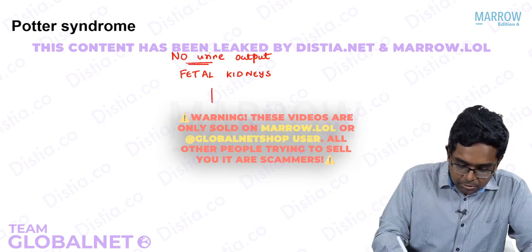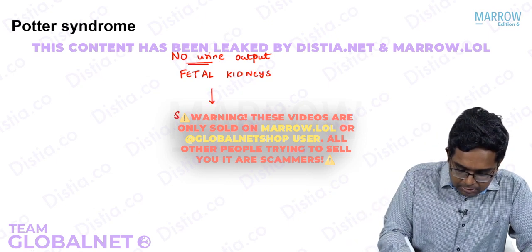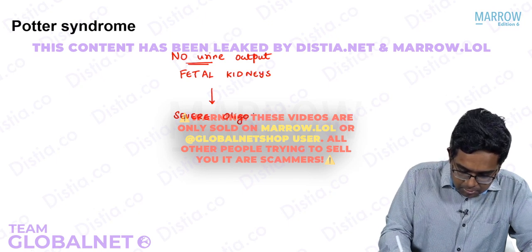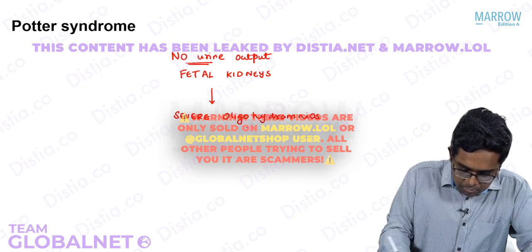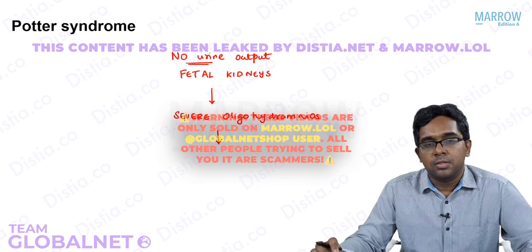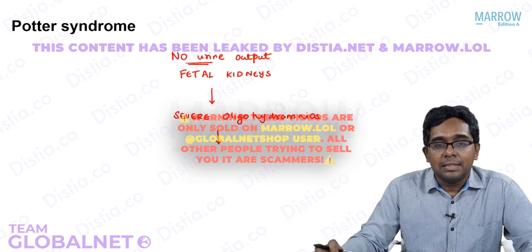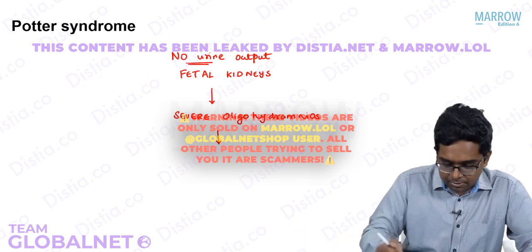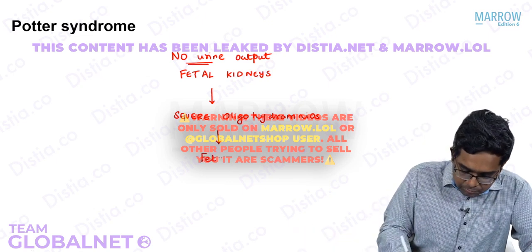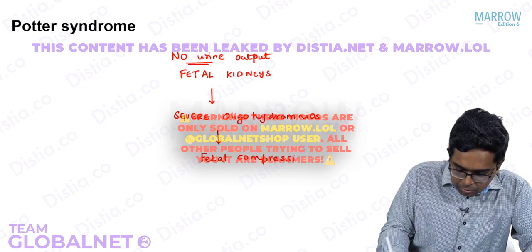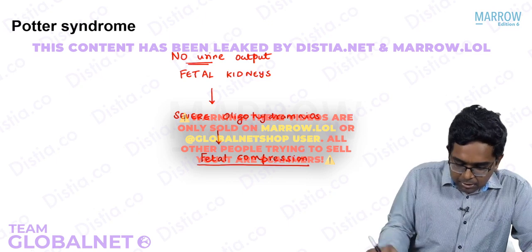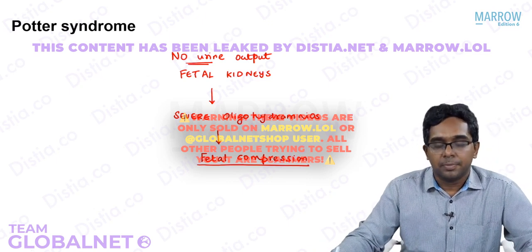So what happens if there is no urine output? It would result in severe oligohydramnios. Because of severe oligohydramnios, or decrease in the amniotic fluid, there is compression of the fetus by the amniotic sac. So fetal compression would occur. And the problems which occur due to fetal compression are what we call Potter syndrome.